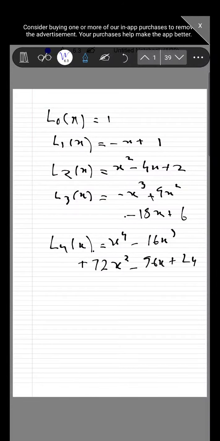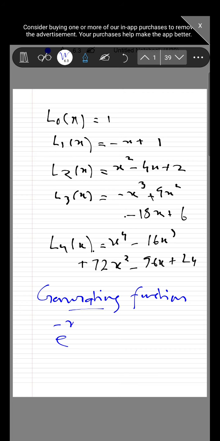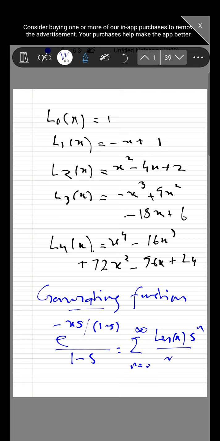And the generating function is given as e to the power minus xs divided by (1 minus s), divided by (1 minus s), is equal to summation n is equal to 0 to infinity L_n(x) s to the power n divided by n factorial.